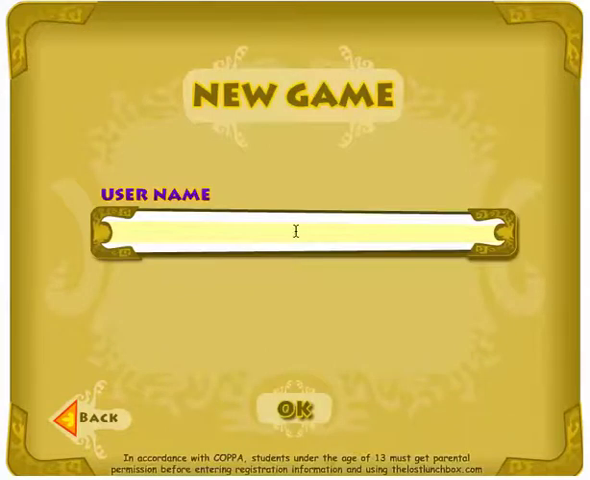Now, the only information I have to enter is a username. Nothing else. There's no passwords or anything like that. I would not choose my real name. Now, we don't record any information whatsoever, and only you can see your username. But it's a good habit to get into while on the computer to not use your real name if possible. So I'm just going to put MRN. I'm going to click OK.